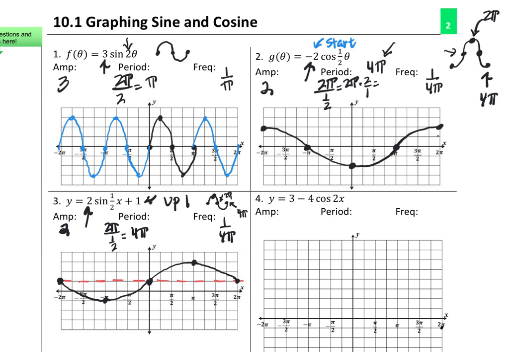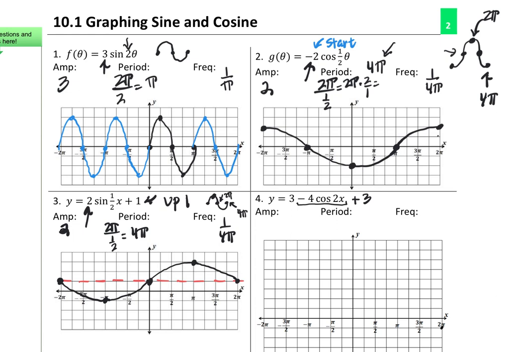Alrighty, so on the next one, this one is not written in the proper order. See this 3 in the front? You got 3 minus 4 cosine 2x. This really is the part that should be first. We should put this plus 3 at the back. Okay, you can't combine that 3 and 4 because they're not like terms.